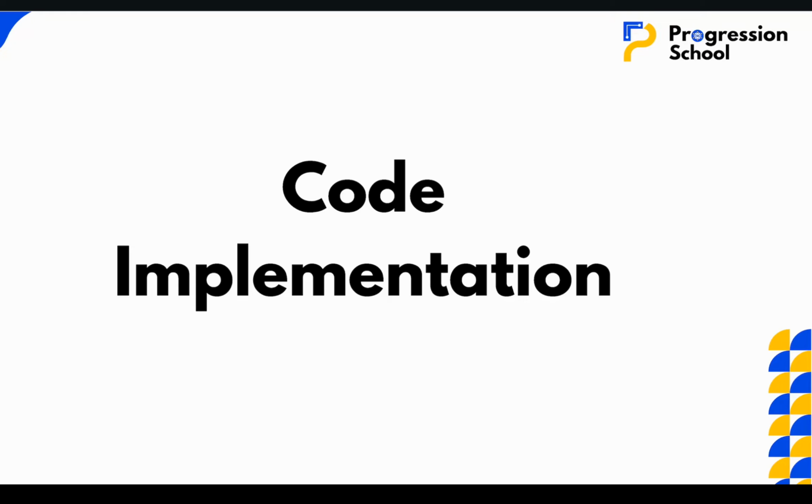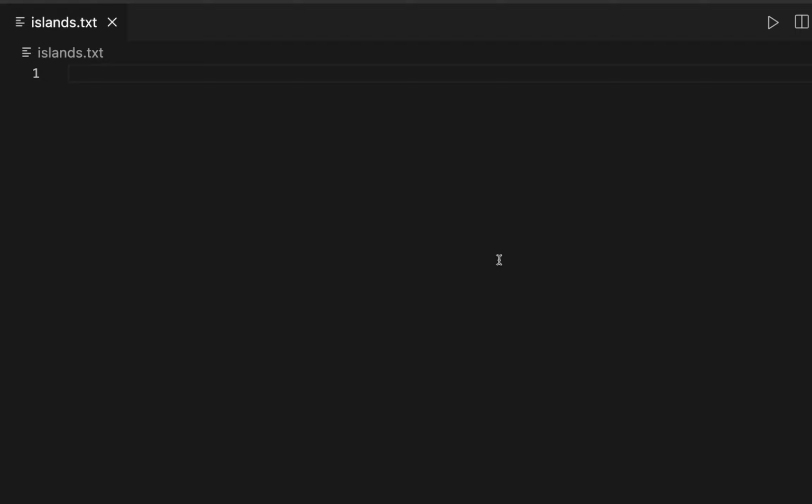In this video, we will see code implementation. Now let's quickly check the code implementation of number of islands. So first I will create one function that was given in the problem statement, numIslands. Inside this function, we have one grid and we need to write our function.